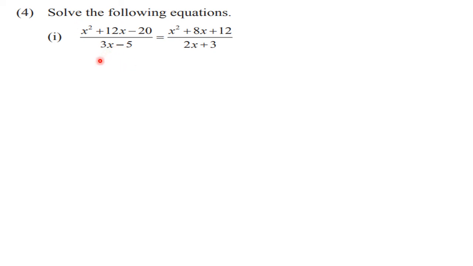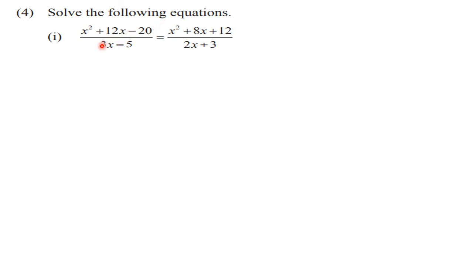Okay. So here the question is x square plus 12x minus 20 divided by 3x minus 5 is equal to x square plus 8x plus 12 upon 2x plus 3. So here to get the value of x, we need to cancel certain terms by using the properties of equal ratios. The terms, if they are same in numerator and denominator, then we can think of cancelling them, but they are not same here. But what we can observe is they are multiples.